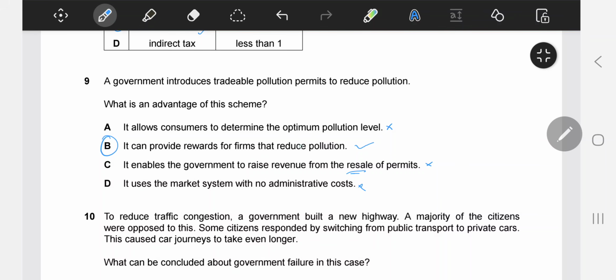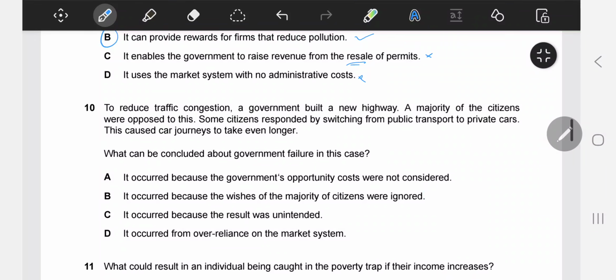Because firms will be able to sell the pollution permits that they do not use to other firms who want to continue the pollution. All right, let's move on to question 10. To reduce traffic congestion, a government built a new highway. A majority of the citizens are opposed to this. Some citizens responded by switching from public transport to private cars. This caused car journeys to take longer. What can be concluded about government failure in this case?